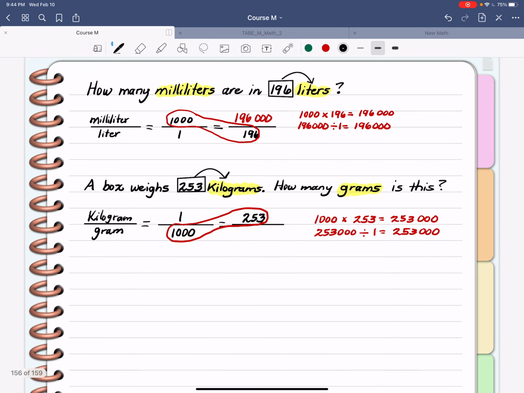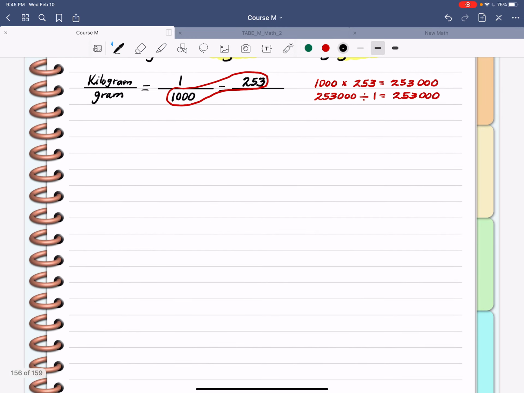Okay, here's another one. Let's change it up just a hair, but not enough to get a completely new concept. A box weighs 456 grams. How many kilograms is this?